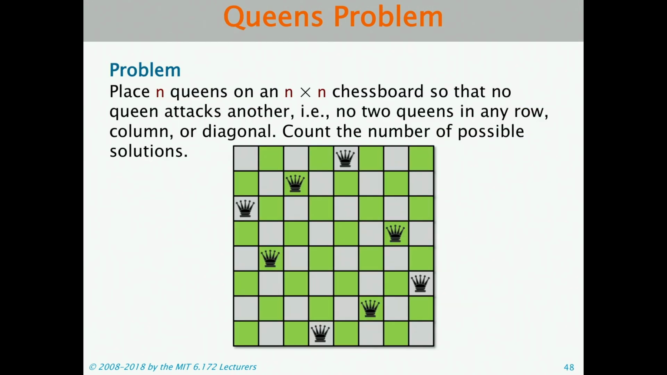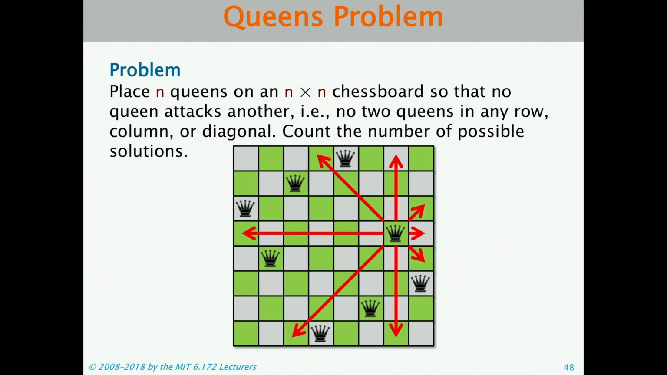OK, so let's look at another problem. So this is the n queens problem. How many of you have seen this before? Yeah, so many of you have seen this before. As a reminder, we're trying to place n queens on an n by n chessboard so that no queen attacks another queen. In other words, there are no two queens in any row, any column, or any diagonal. And commonly, we want to count the number of possible solutions to the n queens problem for a particular value of n.